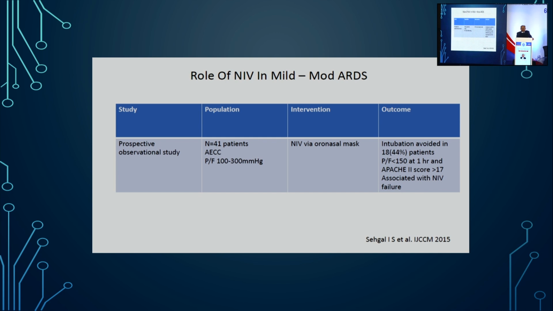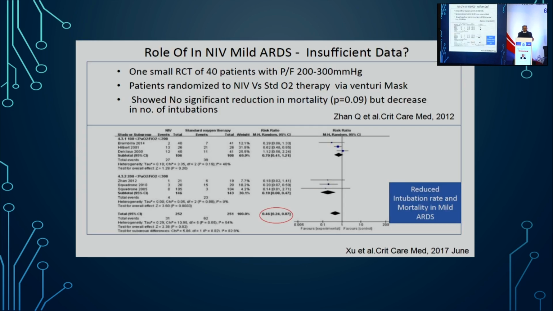So that brings me to, what is the role of non-invasive ventilation in moderate ARDS? Mind you, it should not be used for severe ARDS. This was one study of 41 patients. Non-invasive ventilation was given via oronasal mask. In 44% of the patients, intubation could be avoided. Role of NIV in mild ARDS, this data is insufficient. If you look at it, it reduced intubation rate and mortality in mild ARDS. But again, in moderate to severe ARDS, NIV has a very limited role.